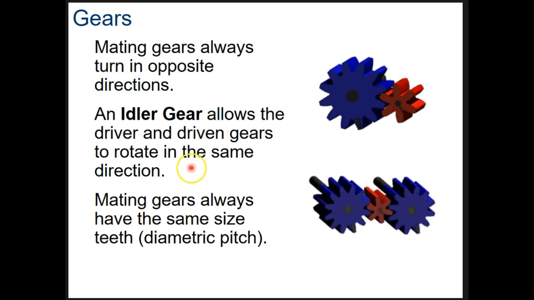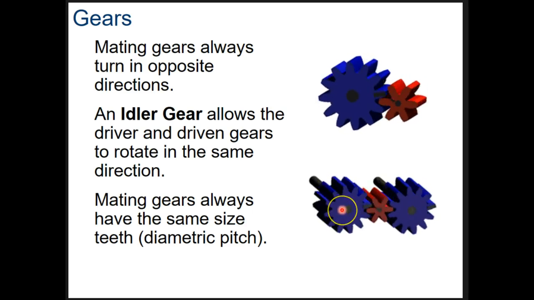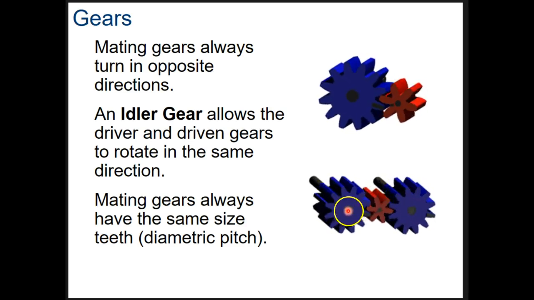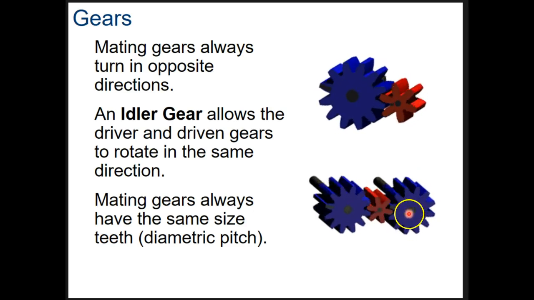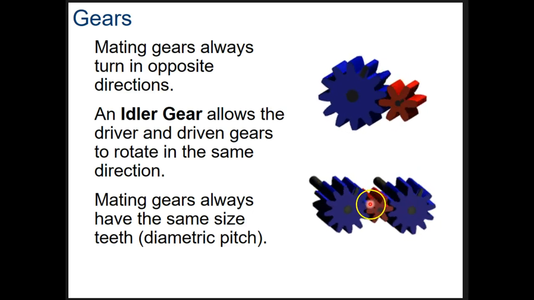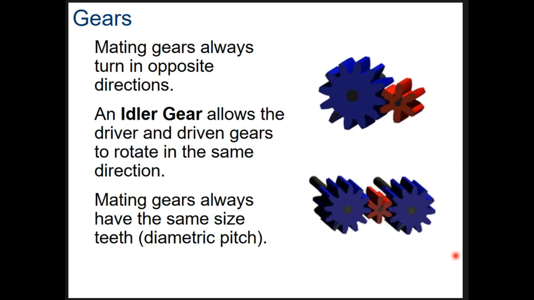Another thing to note is that if you put an idler gear between two gears, all that does is it changes the direction. If the first and last gear are the same size, they will go at the same speed, but they will also go in the same direction because of the idler gear reversing that direction in the middle. And we have already talked about how gears have to have the same size teeth.